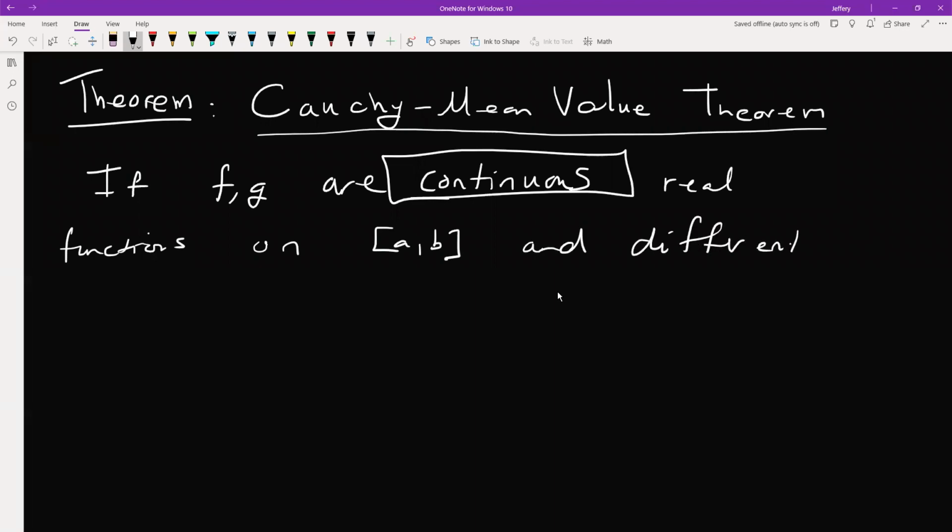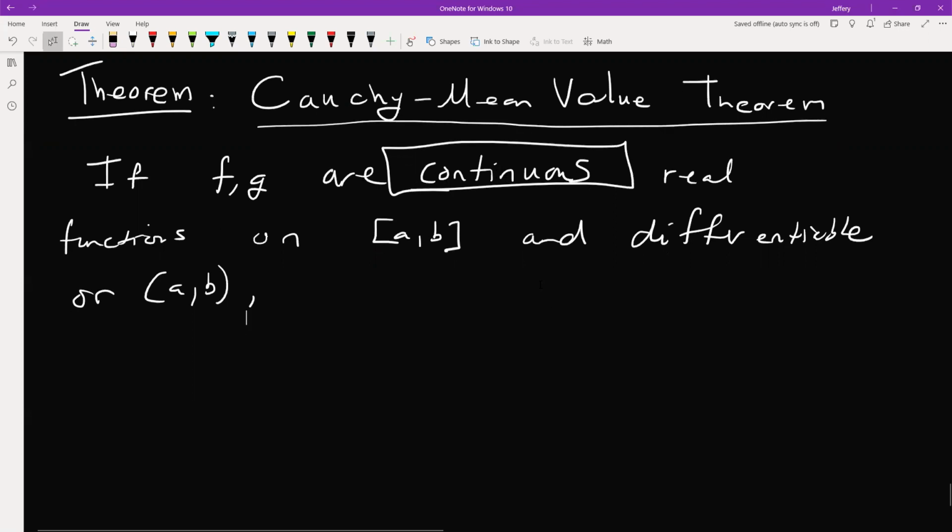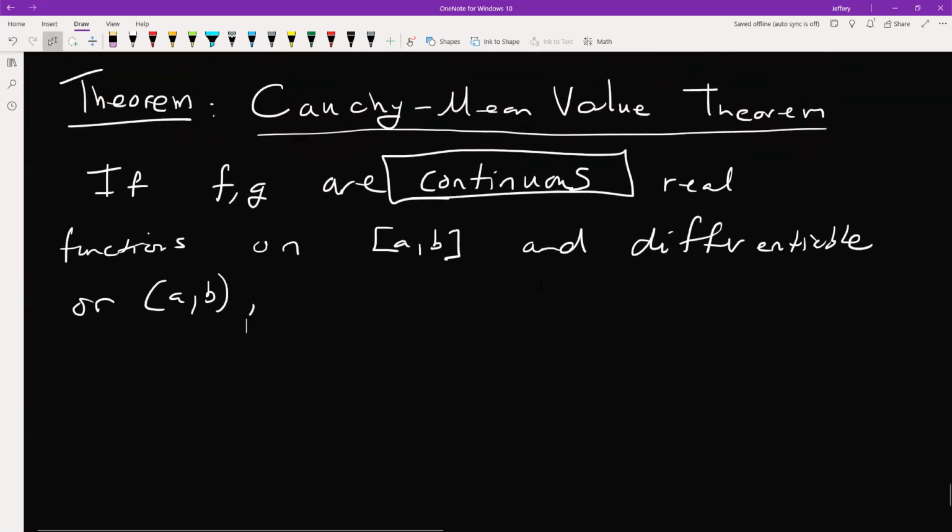differentiable on the open interval. So here we want to exclude derivatives at the endpoints. Okay. So these are our conditions. We've got 2 functions, f and g. They're continuous real functions on the closed interval from a to b, and they're differentiable on that entire interval except the endpoints.